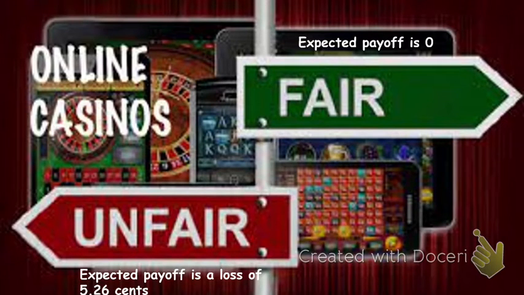So, online casinos. We're going to talk about what's fair and what's unfair. When you ask if this betting game is fair or unfair, fair is when you have an expected payoff, expected amount, of 0, and unfair is when you have a loss of 5.26 cents or more.